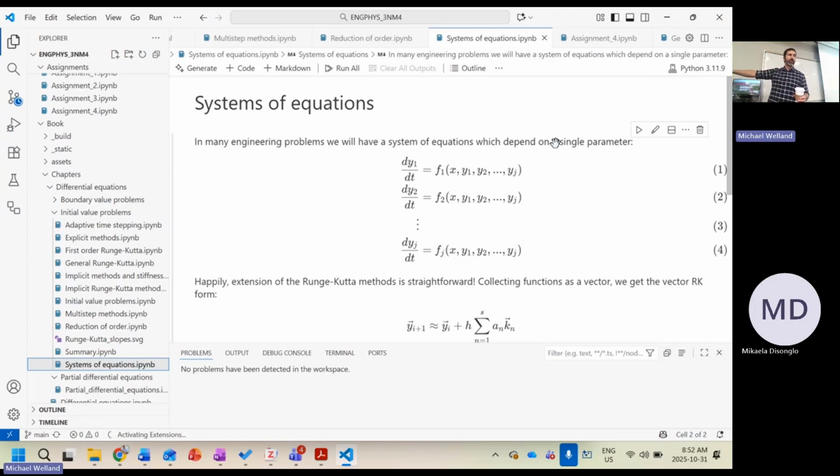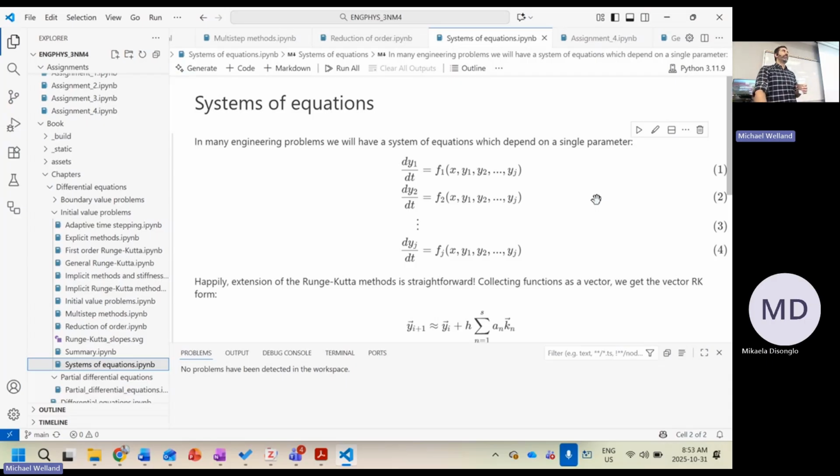Put a pin in the reduction of order part. We've only been talking about one variable, one unknown, y, right? In general, we're going to do multiphysics. We're going to have different unknown variables that we're going to be solving for, y1, y2, y3. The good news is that all this stuff generalizes exactly. All you do is you make your variable a vector. Now you're solving for a vector of unknowns, and it just goes through trivially.